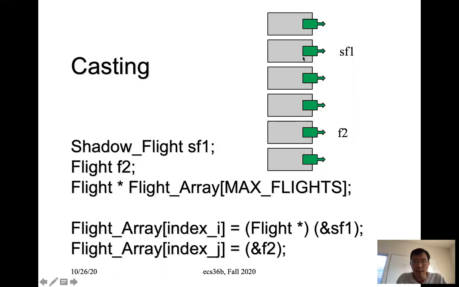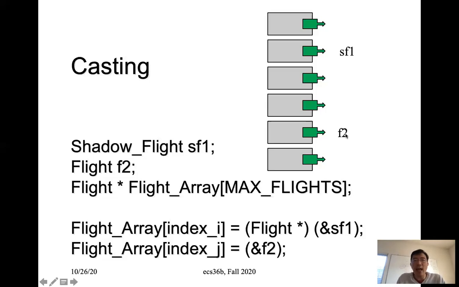And one of the elements of the array is a pointer to SF1, which is the shadow fly. And you can see that I have another line of code here, which is fly array underscore array index J, which is another element of the array, which is actually a pointer to F2, which is a real object. So you can see that I have an array with SF1 and F2.